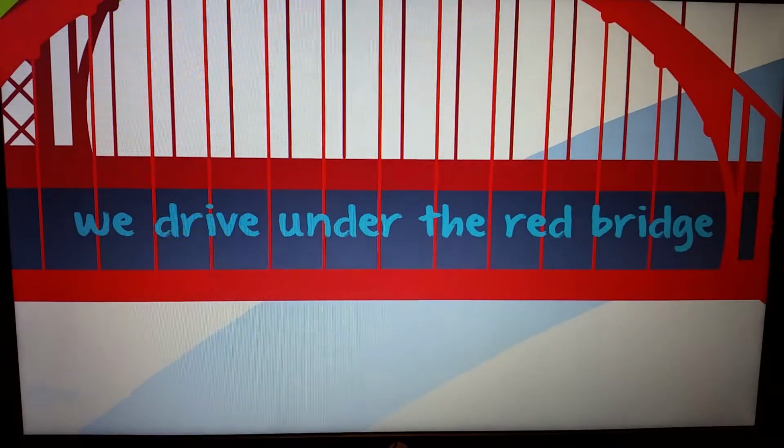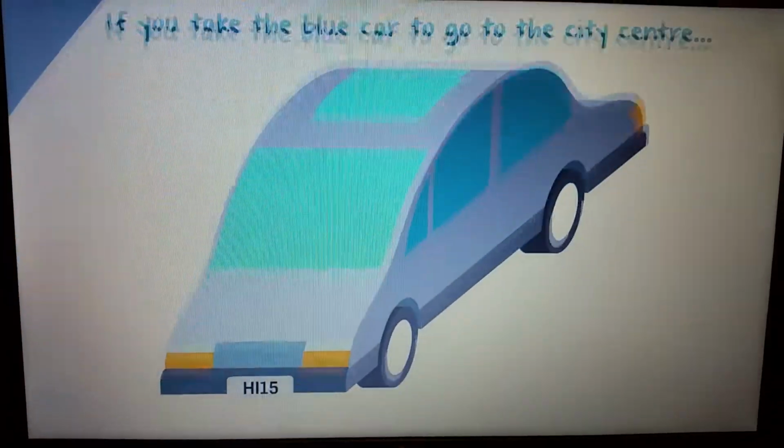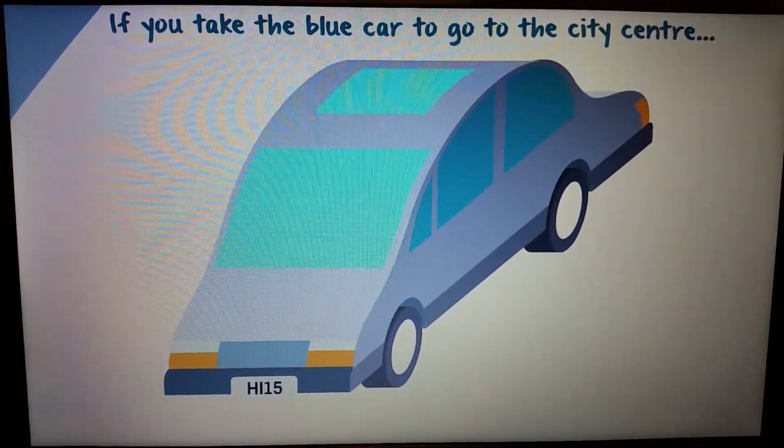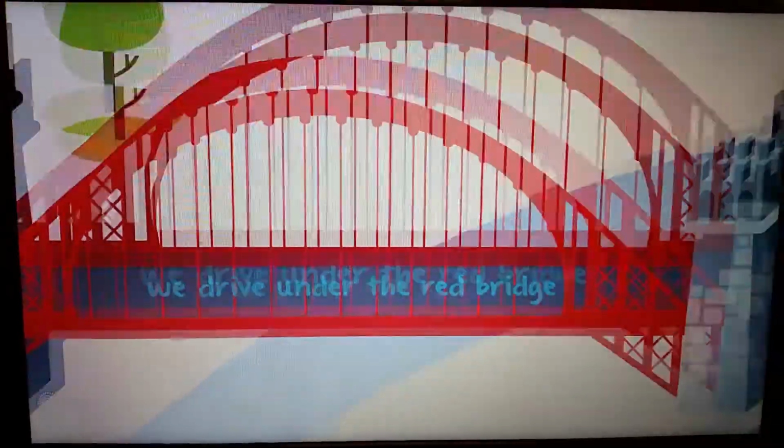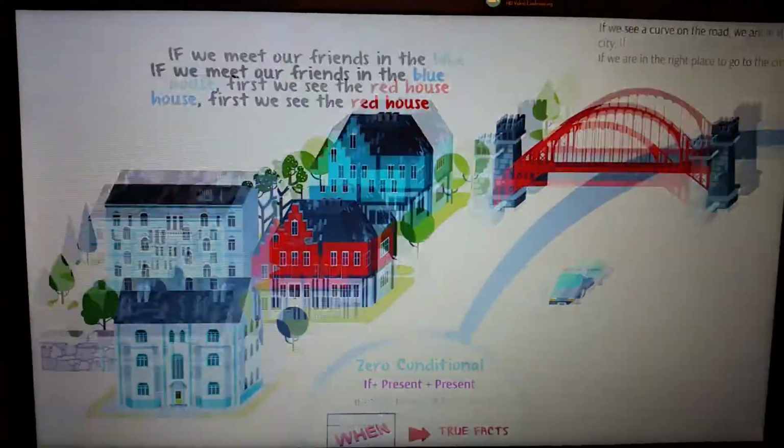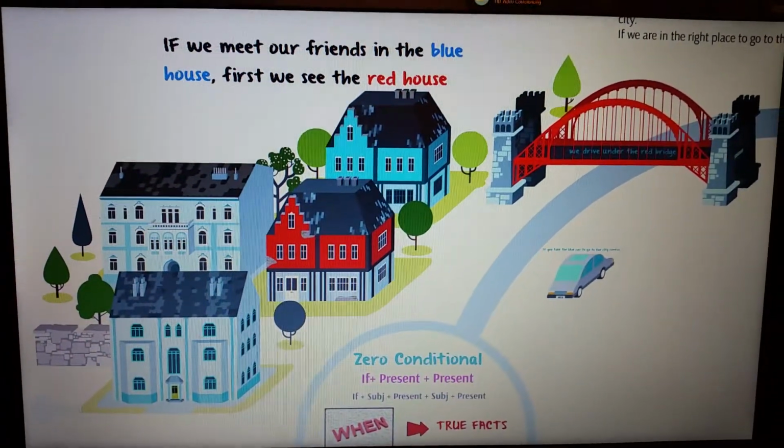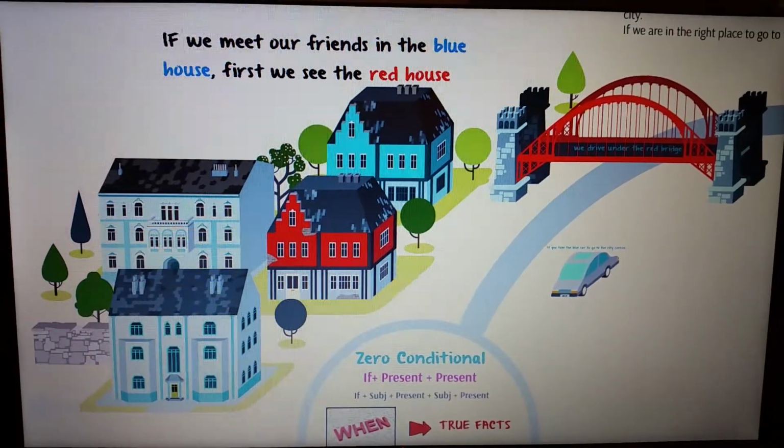Can we see the bridge? And this is the car. And also, we can see there the towers. So we are in the right place.